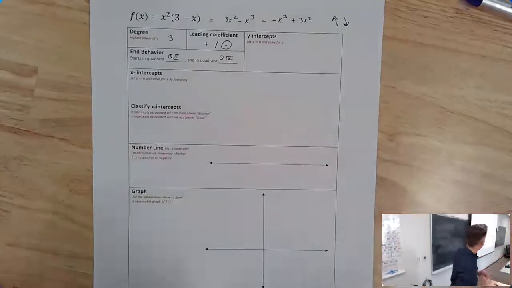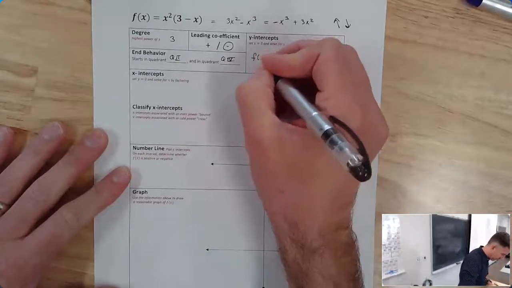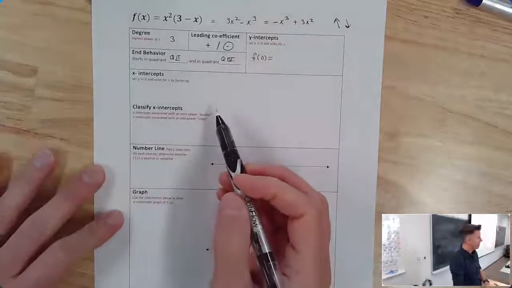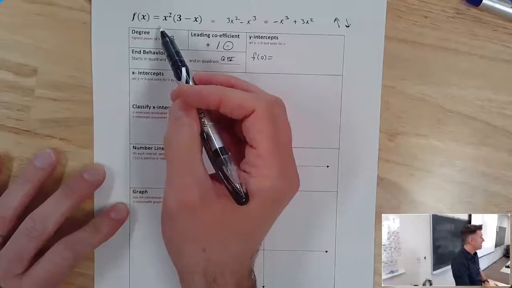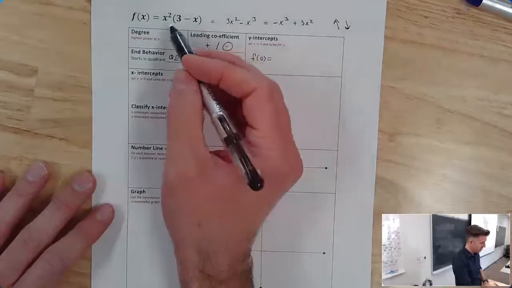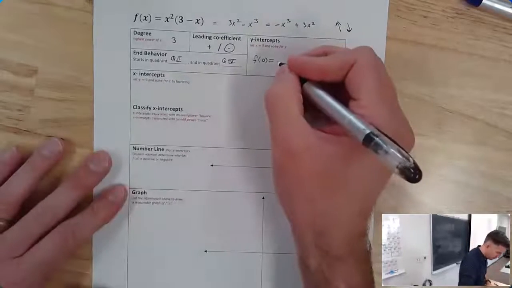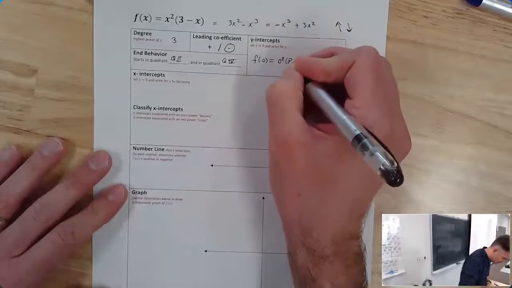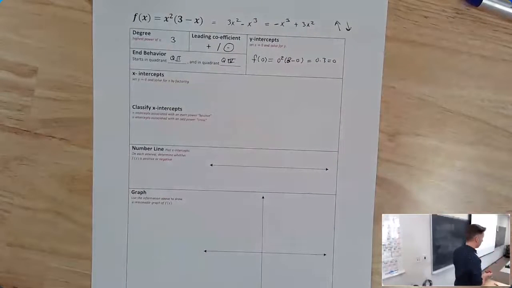Let's find the y-intercepts. The y-intercepts are usually pretty easy to find. If we plug in 0 for x, f of 0 is going to be, now, I really don't need to multiply this one out to do it, because if I plug in 0 here, 0 squared is 0, and 0 times anything is 0. So typically, a lot of the time, if one of your factors is x or x to a power, the whole thing's just going to be 0 for the y-intercept. So f of 0 is 0 squared times 3 minus 0, which is 0 times 3, which is 0. You don't need to show that much work. Once you see 0 as a factor, end of story. You know that it's equal to 0.